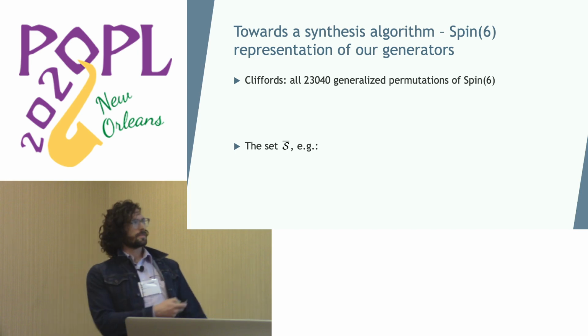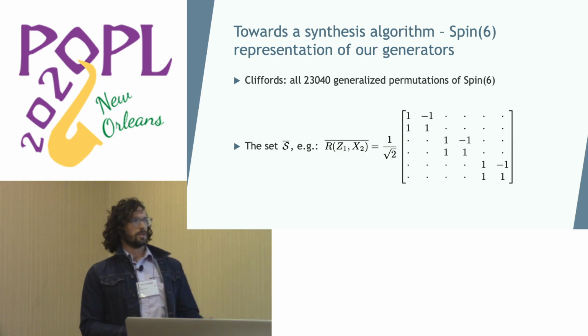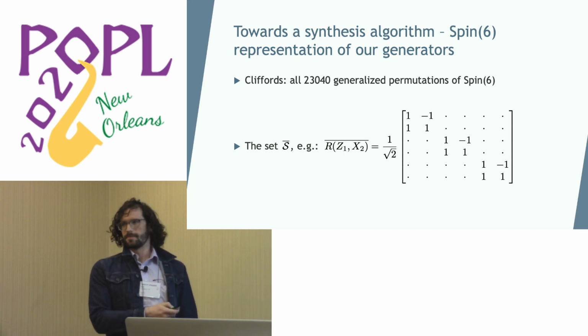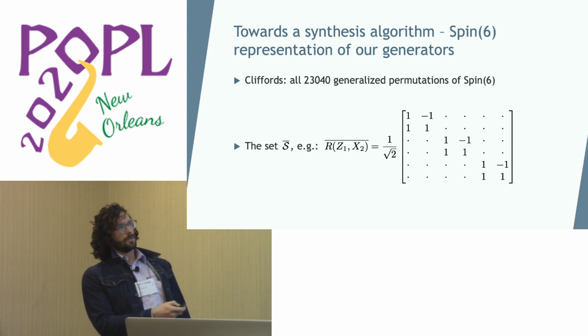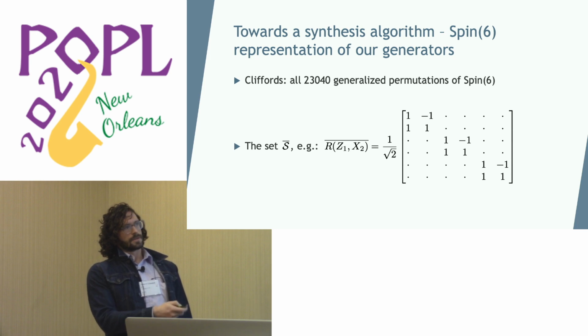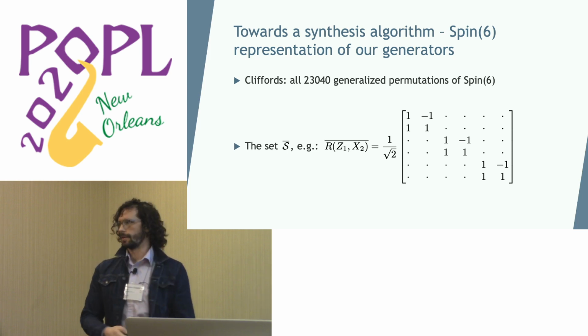Now, operators from this set S pretty much all look like this. And so these little dots here, I just wrote those instead of zeros to make it a little clearer. But they all look like 1 over root 2 times these sort of blocks that kind of look like Hadamards.